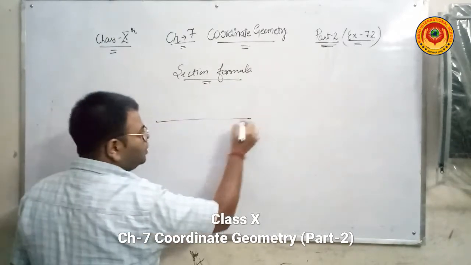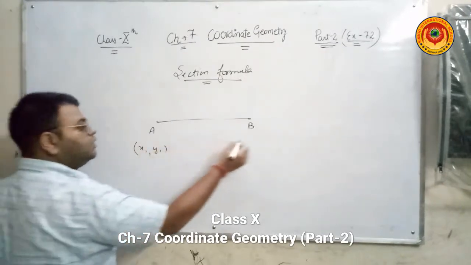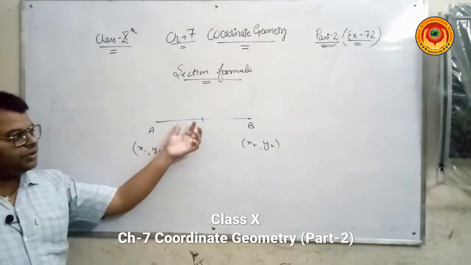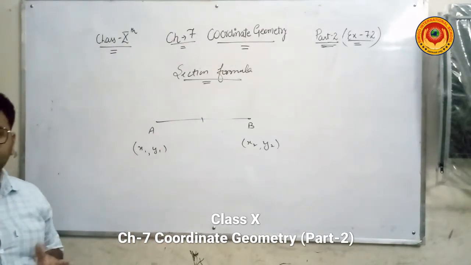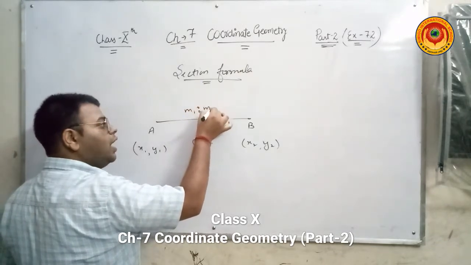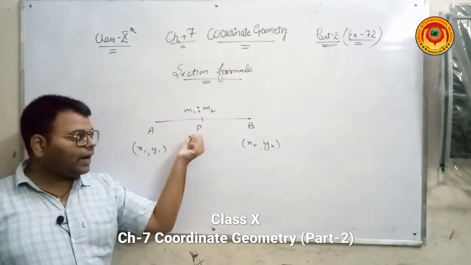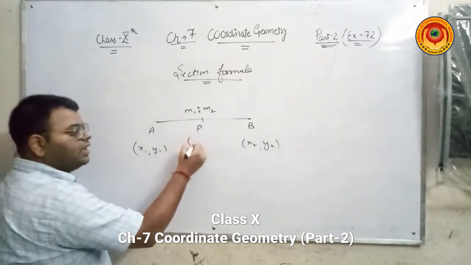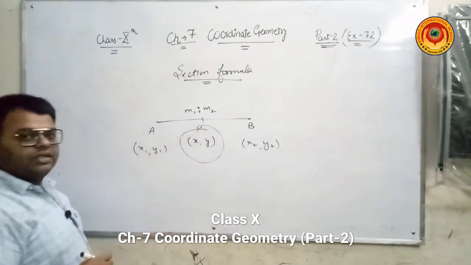This formula helps you to find out, suppose you have 2 points A and B, with coordinates x1, y1 and x2, y2. This formula helps you find the point P. It's not necessarily in the center. Suppose this point P divides the line in the ratio m1 to m2. Keep this in your mind. Then how can you find the coordinates of this point, x comma y?